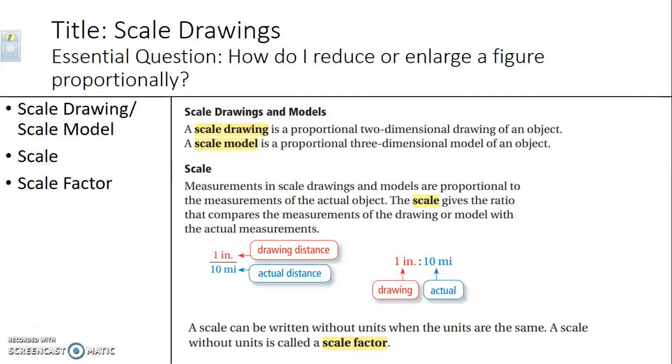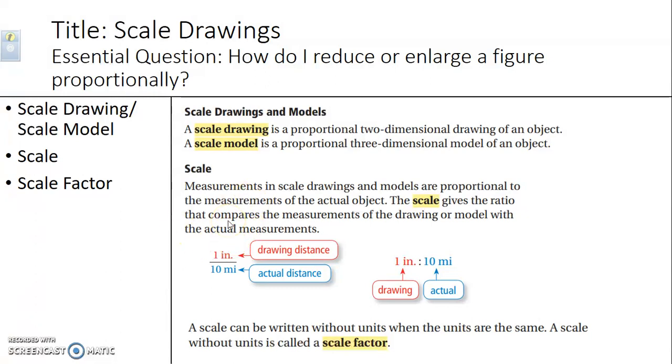I feel like our book does a good job talking about what scale drawing and scale model is. Drawings are for two-dimensional, models for three-dimensional. The scale is what we use to convert from a model to its actual, the drawing to its actual. It has to be given to you or something along the lines where you can figure out the scale. And the scale factor is what we use to multiply, to reduce or to enlarge the actual object, or the scale drawing.